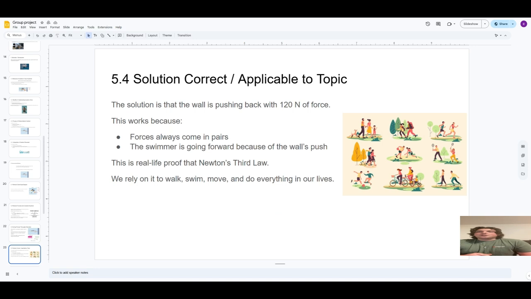5.4 Solution correct and applied to topic. The solution is that the wall pushes back with 120 newtons of force. This works because force always comes in pairs. A swimmer is going forward because of the wall's push. This is real life proof of Newton's third law. We rely on this to walk, swim, move, do everything in our lives.